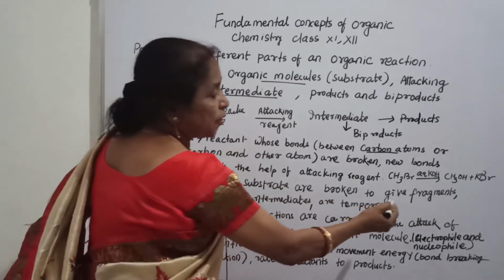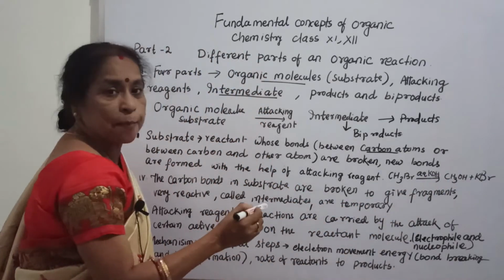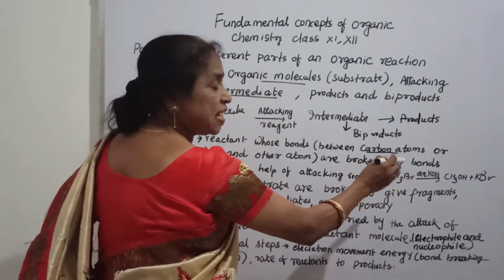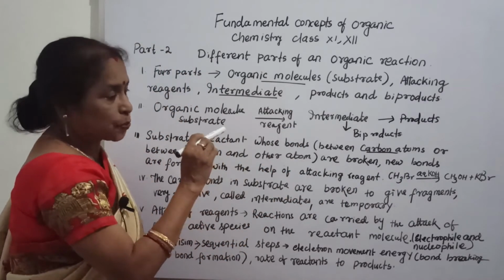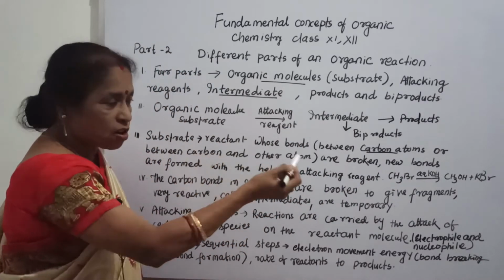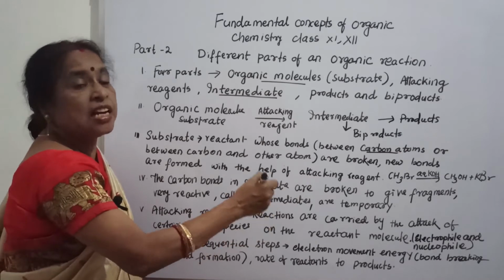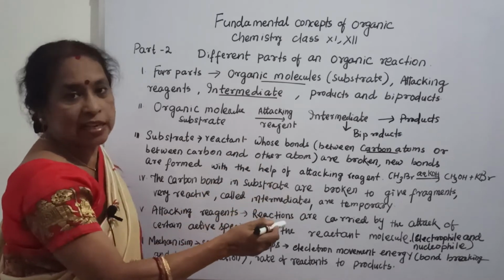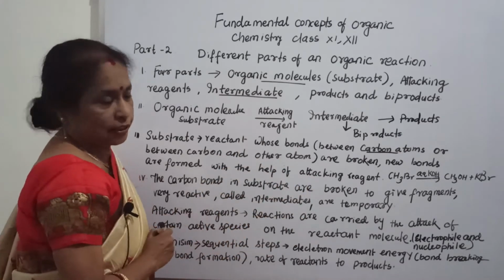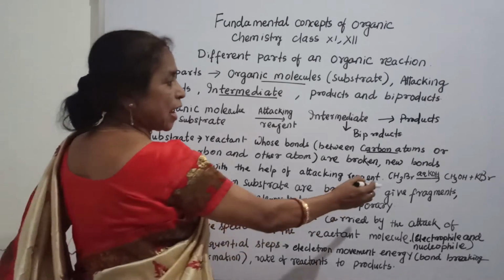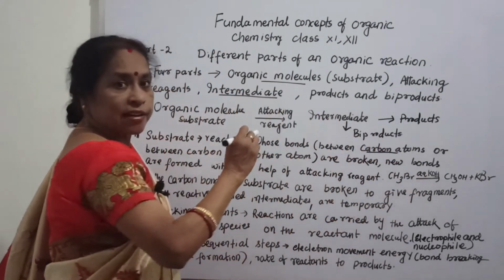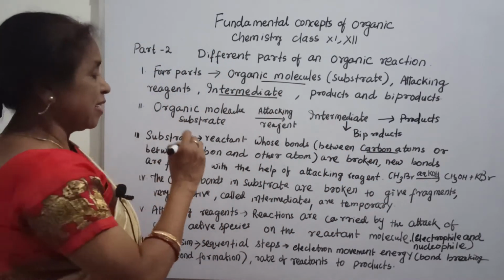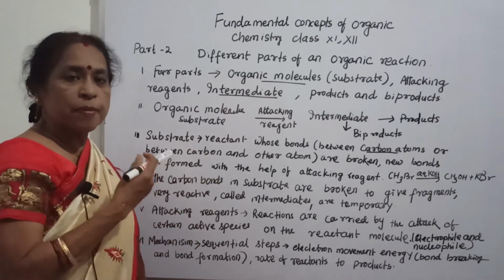And what is the product? CH3OH and KBr. CH3OH is the main one, that is why it is the product, and KBr is not so important in this reaction, so it is called byproduct. Here aqueous KOH is the attacking reagent. Attacking reagents are of many types, mainly 3 types.